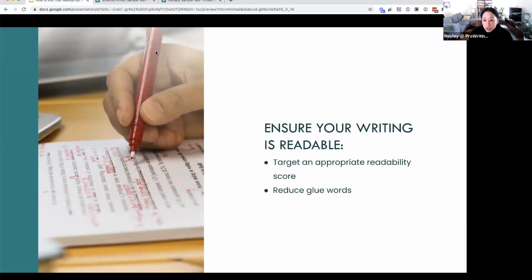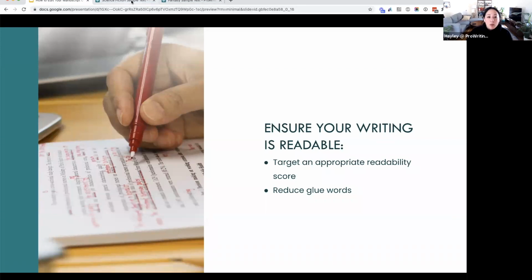We want to do two things to make sure that is happening. One is to target an appropriate readability score. The second is to make sure that our sentences are not too long, not too unwieldy, not too cluttered with glue words, because otherwise they will be less readable.